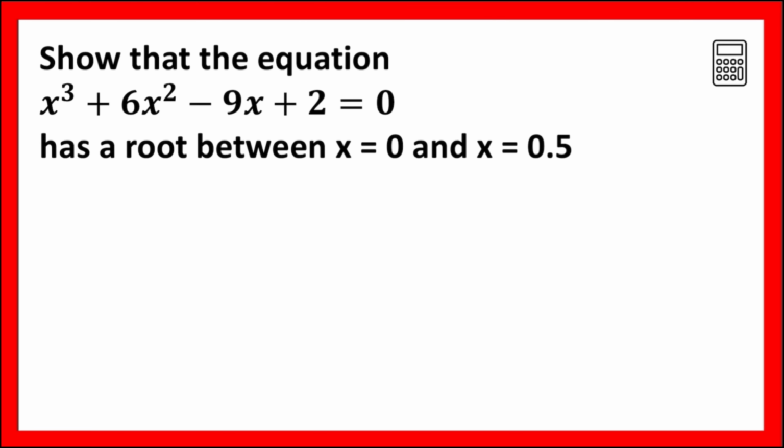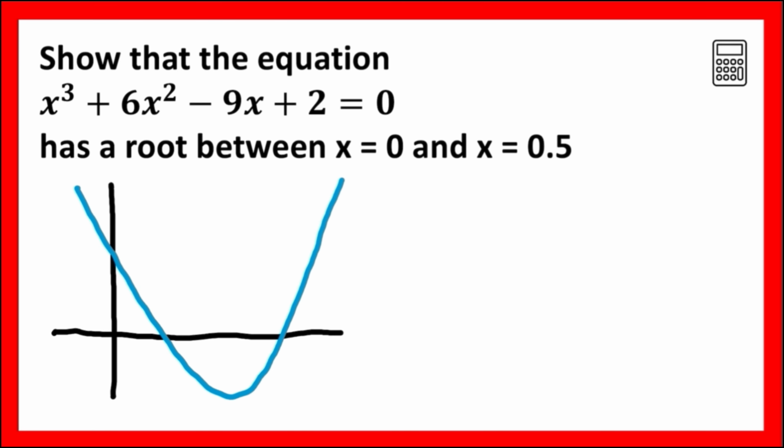The sign change method, also known as the decimal search method or the interval bisection method, will help us to answer this question. It's a numerical technique used to find an approximate solution to an equation of the form f of x equals 0. The method relies upon the principle that if a continuous function f of x changes sign over an interval, then there must be at least one root of the equation f of x equals 0 within that interval.